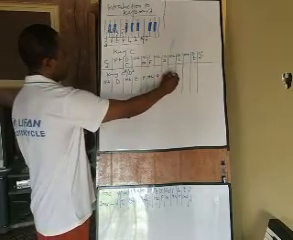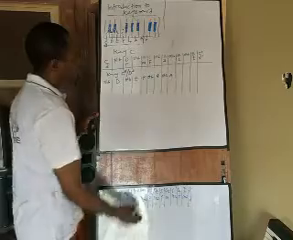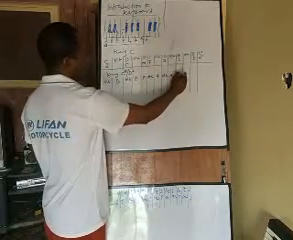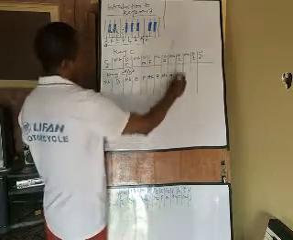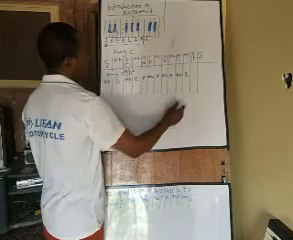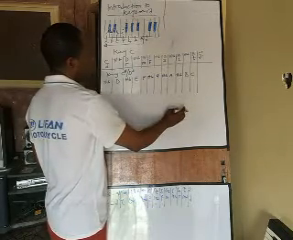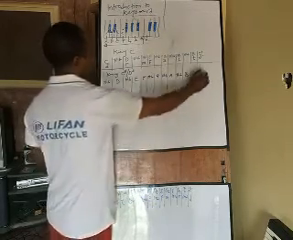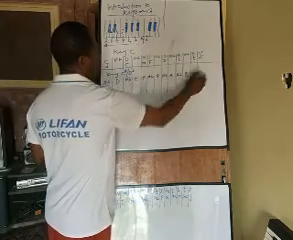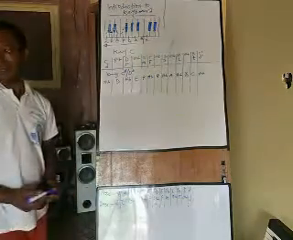Then A. Sharp or flat. B. C. And sharp or flat. This is an octave for C sharp.